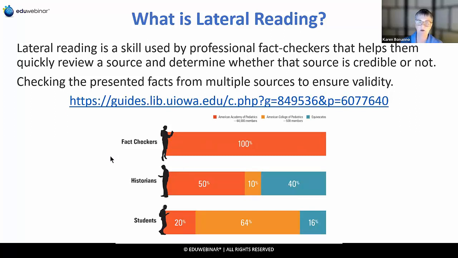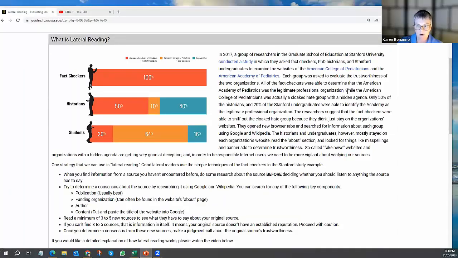When it came to professional fact checkers, they adopted the lateral reading skills that they have to verify that the American Academy of Pediatrics is the correct site. Now, just to give you, I'll go to this link because it's quite interesting. Hopefully everybody can see that screen. If not, someone can put something into chat or let me know.